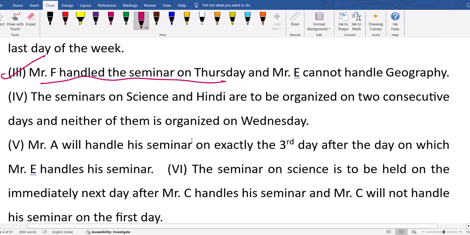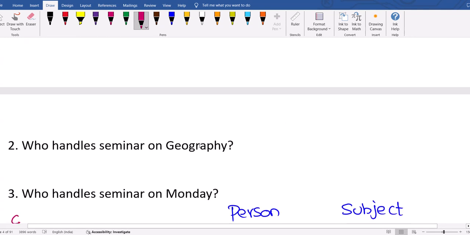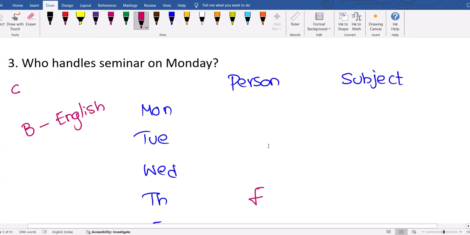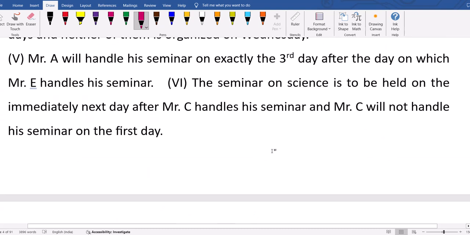Yeah, what is the other direct information? The seminars on science and Hindi are to be organized on 2 consecutive days, and none of them is organized on Wednesday. So it can be Monday, Tuesday, Thursday, Friday. Okay, but Thursday we are already occupied. So Thursday F is there, but not the subject. It can be Thursday, Friday, or Friday, Saturday also.